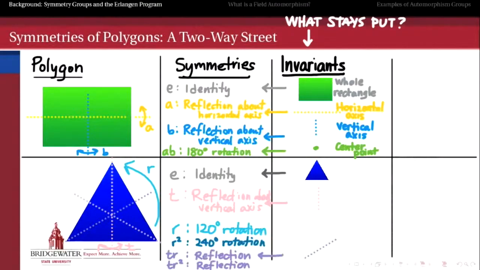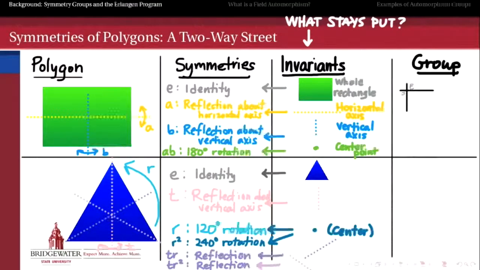For the equilateral triangle, it's a similar story. The identity fixes the whole triangle, the reflections each fix their respective axis of reflection, and the rotations each only fix that point that's at the center, the barycenter in this case, of the equilateral triangle. Now the great thing about this is that symmetries, when we compose them together, also give us symmetries. And so the set of all of our symmetries, taken together with the operation of composition, will form a group. We call it the group of symmetries of this polygon.